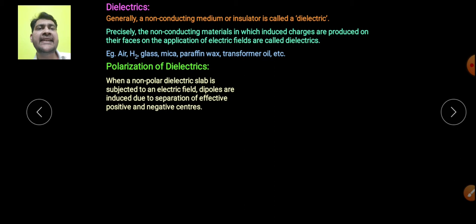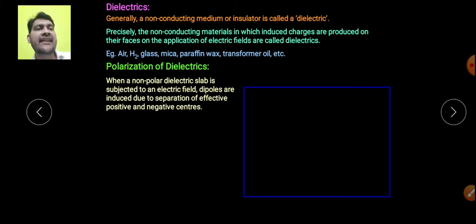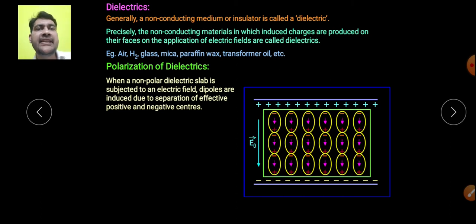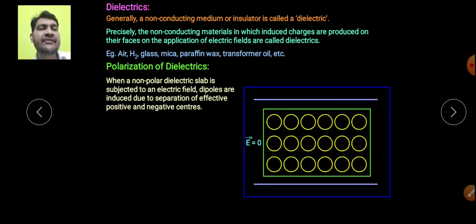Now we have polarization of dielectrics. We have studied that if we place non-polar molecules in external field, then their shapes get distorted. Initially, the non-polar molecules were spherical in shape when not placed in electric field. But when they are placed in external electric field, then the centers of positive and negative charges are displaced.